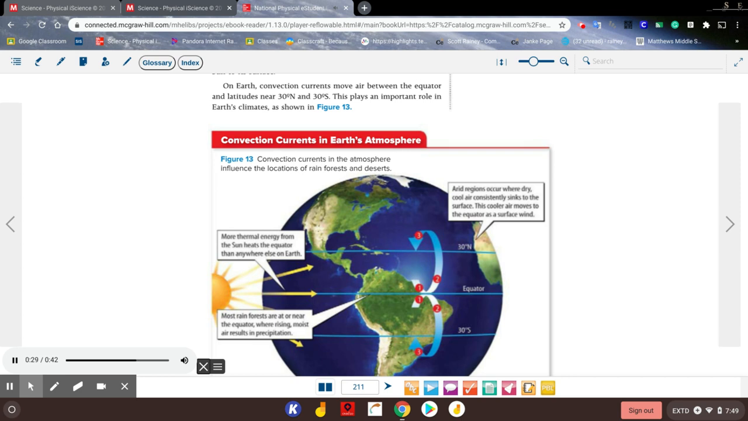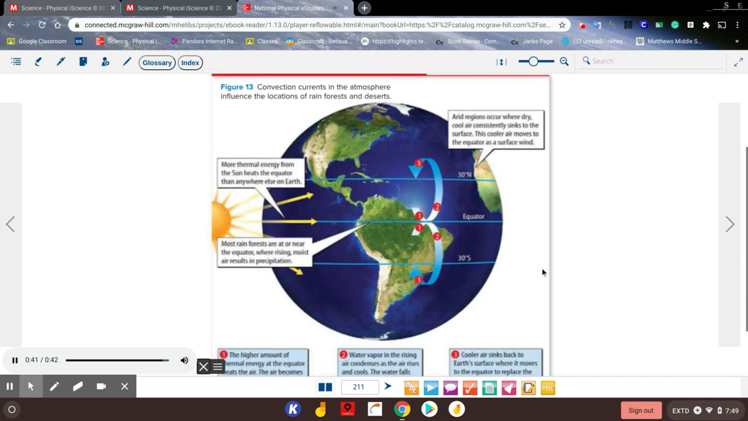On Earth, convection currents move air between the equator and latitudes near 30 degrees north and 30 degrees south. This plays an important role in Earth's climates, as shown in Figure 13.